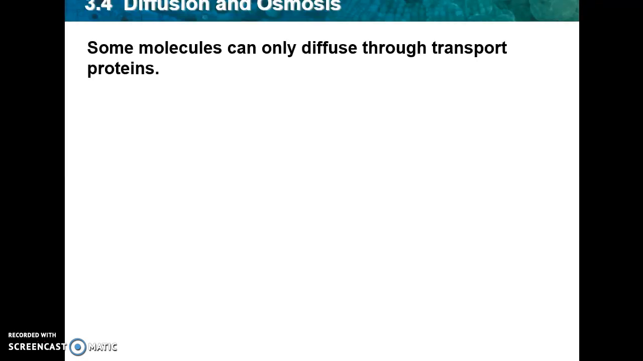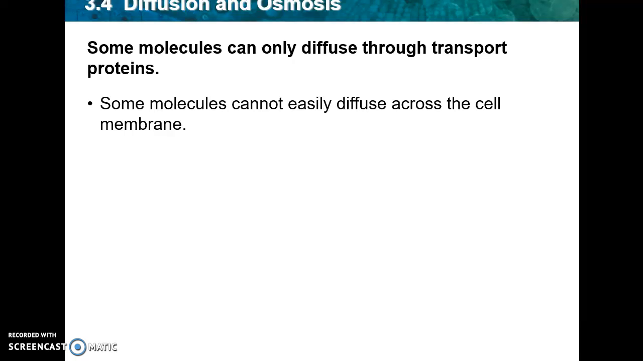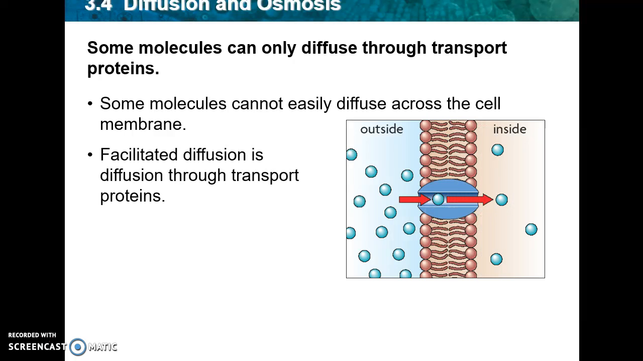Some molecules can only diffuse through transport proteins, so they can't just bebop their way across that phospholipid bilayer. They need transport proteins to help them across. Facilitated diffusion is diffusion through transport proteins. So in this picture here, whatever our little blue circles are, need some help to get across the phospholipid bilayer. To get that help, they're going to use transport proteins, which do exactly what they sound like they would.